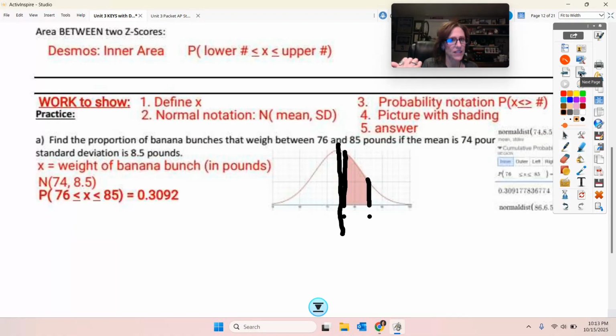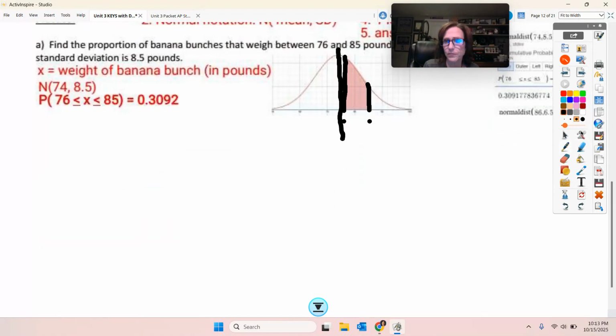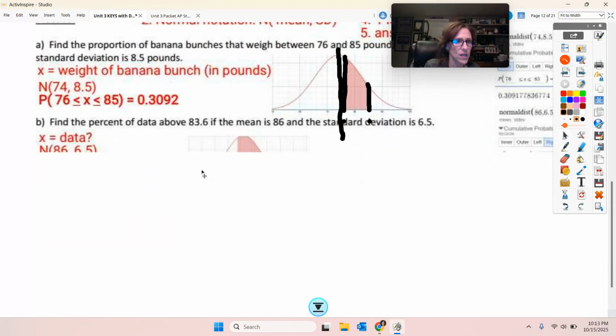All right, so there you have it. That's the things you have to show per problem. Here we go. Next. Here's the second one. This one is just saying find the percent above 83.6 if the mean is 86 and the standard deviation is 6.5. So here we go.